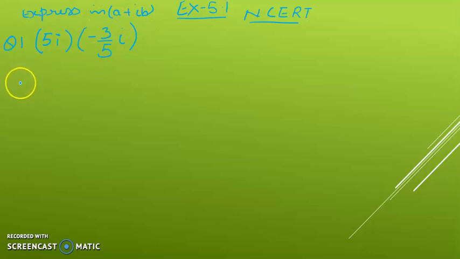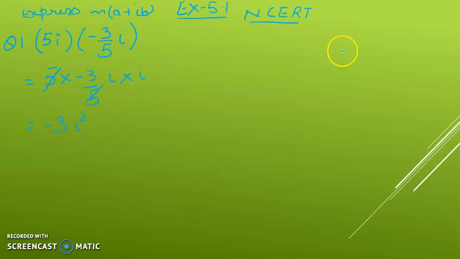Now if you see this carefully, you can multiply the real part and imaginary part. So this you can write as 5 into minus 3 by 5 and i into i. Taking the minus sign out, we have i into i. So 5 and 5 cancel, so minus 3 into i into i, which is i square.